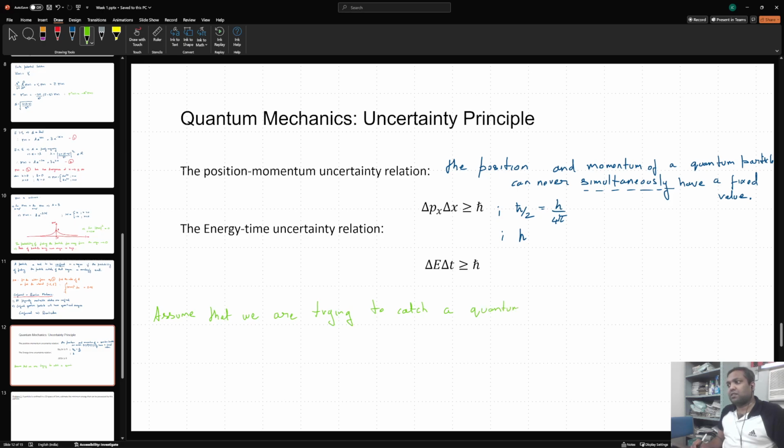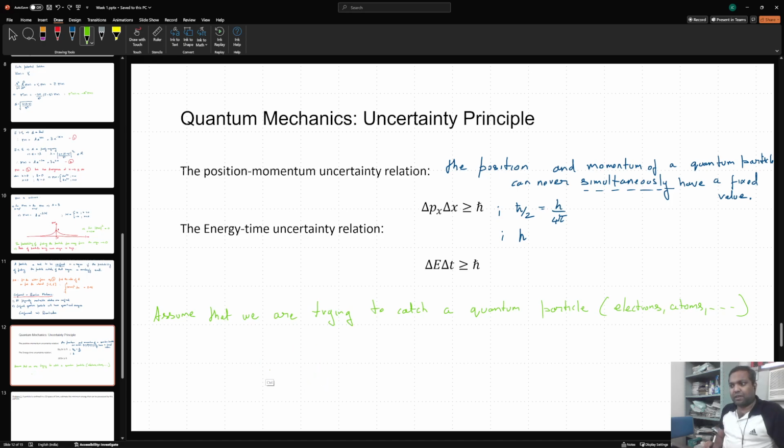So what are quantum particles? Technically, every particle is a quantum particle, but we can come to that later. When I say quantum particle here, I mean things like electrons, atoms, etc. Let's not get too much into the details. So let us say we are trying to catch it. By catching, what am I trying to do? I'm trying to hold it in a place. Let me say I'm trying to do so using some kind of a box.